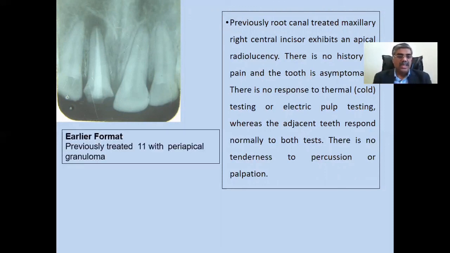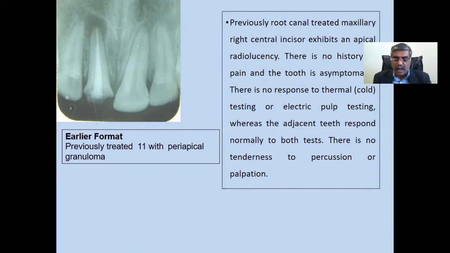I will diagnose this as a previously treated maxillary central incisor, root canal treated, with periapical granuloma. Periapical granuloma is totally asymptomatic. Why periapical granuloma? Because it is a well-defined periapical radiolucency, less than 1 centimeter. There is loss of lamina dura, all fit for periapical granuloma.